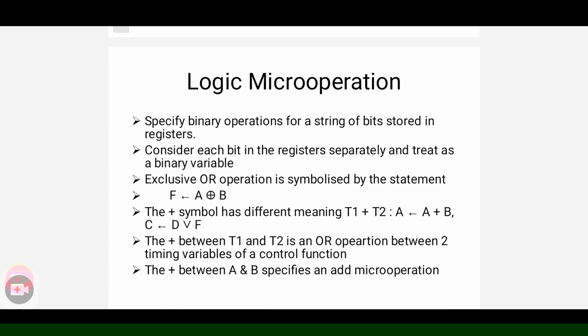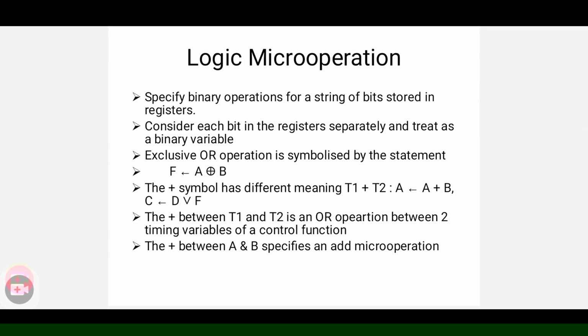The next type of micro operation is logic micro operations. Actually, a logic micro operation is a type of binary operation for a string of bits stored in the register. A number of bits are stored in the register, and if you are applying some binary operations on the bits present within the register, they are known as logic micro operations. Examples for logic micro operations: AND, OR, NOT, XOR, etc.